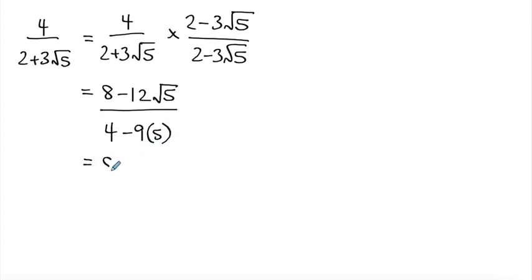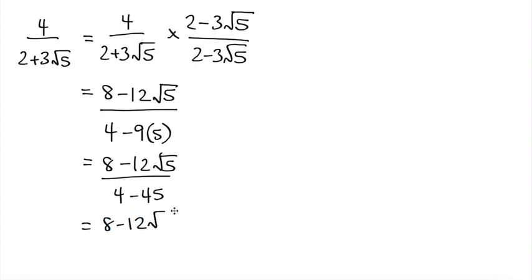So what we have here, we have 8 minus 12 root 5 in the numerator, over 4 minus 9 times 5, which is 45, which simplifies to 8 minus 12 root 5 in the numerator over negative 41.